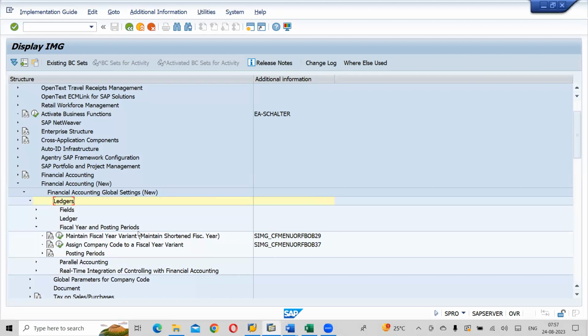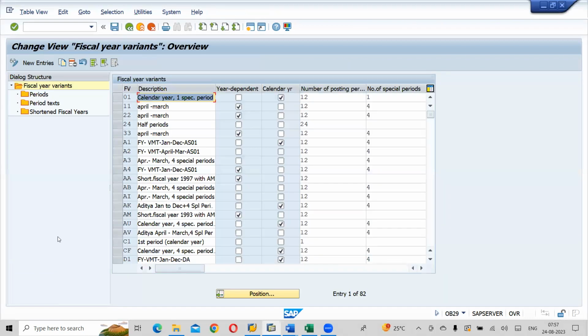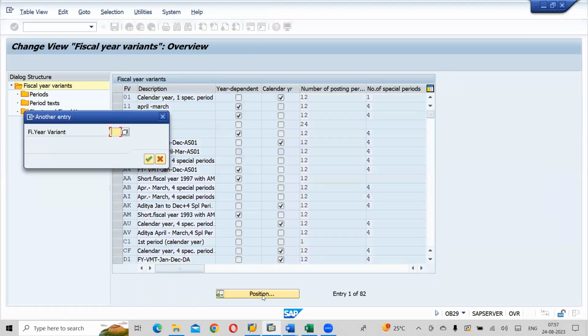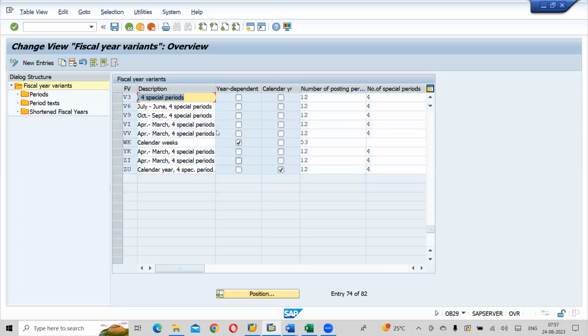OB29. Click on the IMG Activity button. Click on the Position button. Which fiscal year do we want to follow? April to March, so here April to March, V3. Select April to March. You can see number of posting periods 12, number of special periods 4.